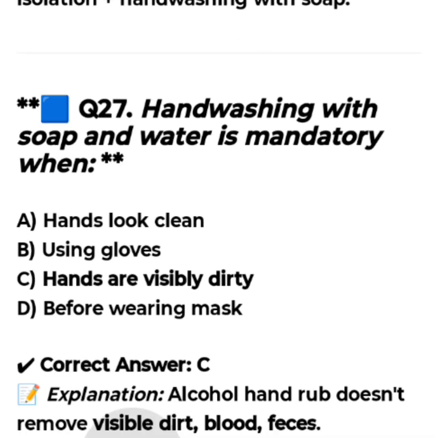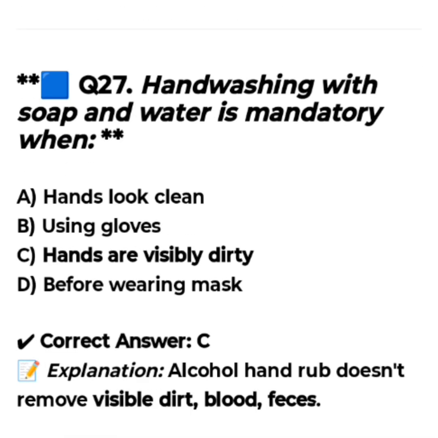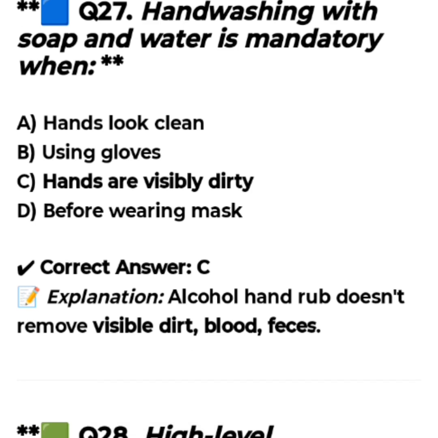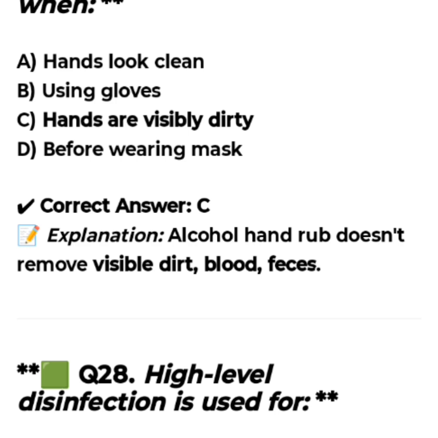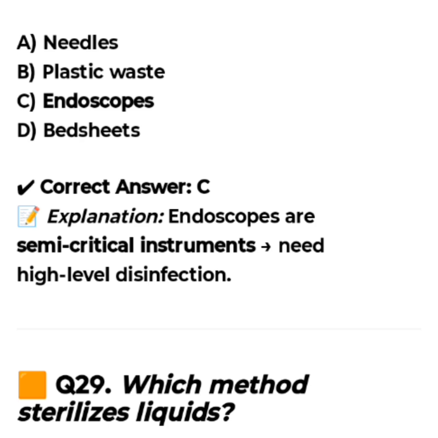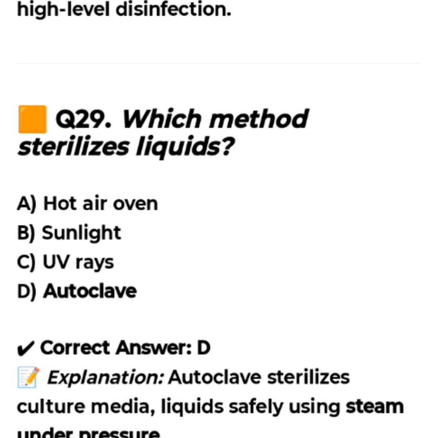Next question. Hand washing with soap and water is mandatory when? The correct answer is option C, hands are visibly dirty. Alcohol hand rub does not remove visible dust, blood, mucus. High level disinfection is used for. The correct answer is option C, endoscope. Endoscope or semi-critical instruments need high level disinfection.